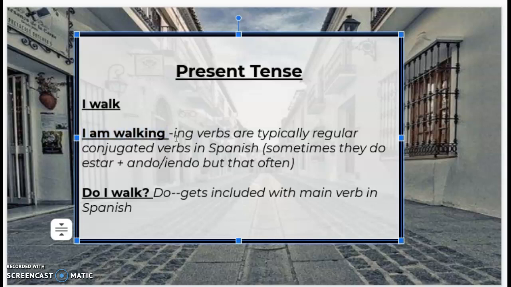In Spanish, most of the time, instead of using an -ing, which in Spanish is technically -ando or -iendo, they just use the regular present tense. Or in English we say something like I do walk, or in questions the word do or does. The words do and does get included with the main verb in Spanish. So that is already included when you conjugate this tense.